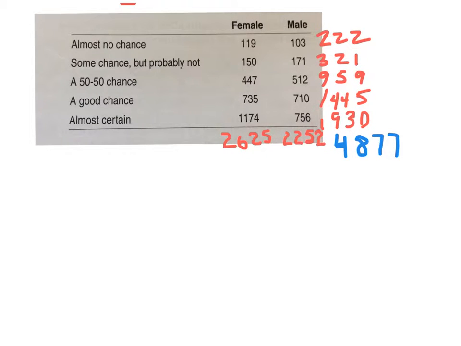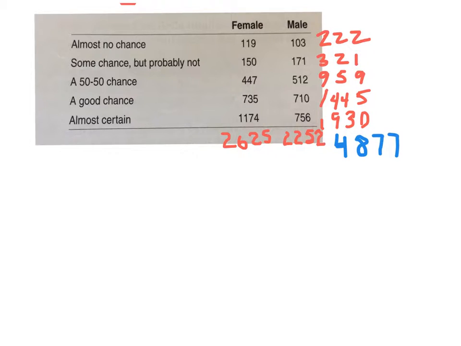Okay, kind of messy, but here are our totals. Here and here. Now one way to check to make sure you didn't make a mistake is if you add these together you get this number, and if you add those together you get the same number. So that's one quick way to make sure you didn't make a mistake.